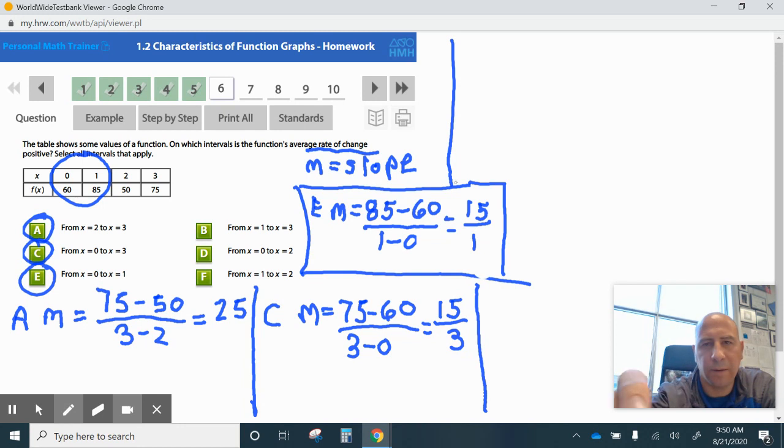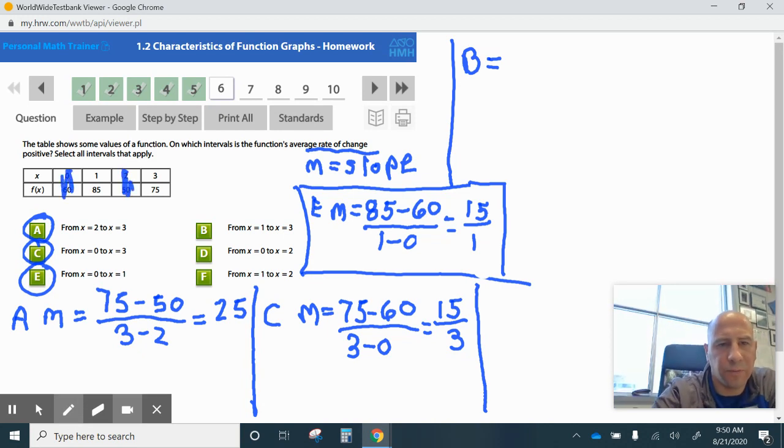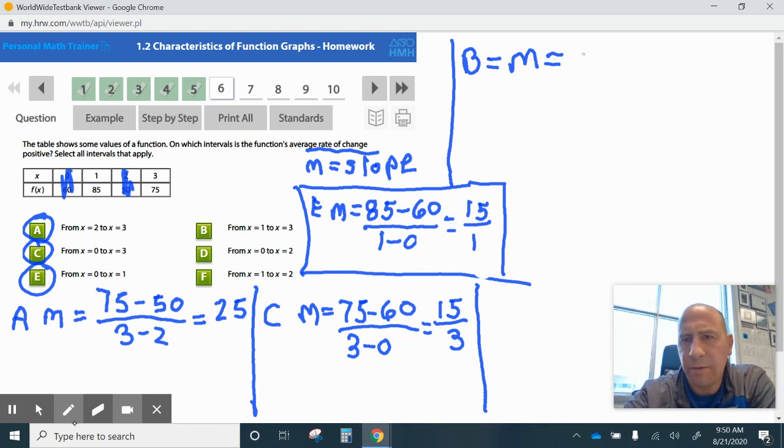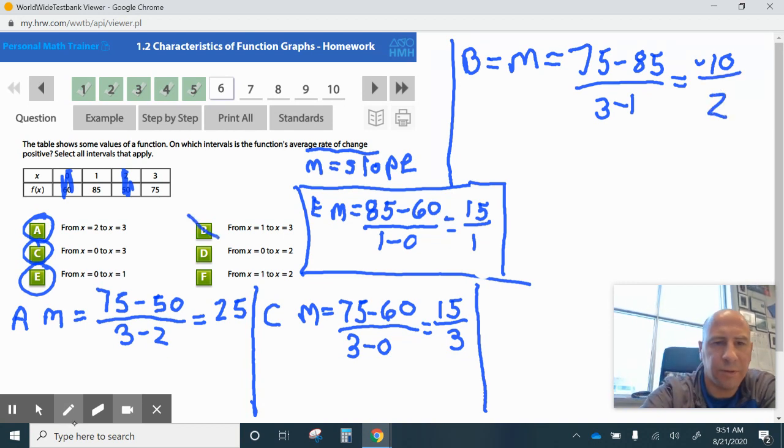All right, now let's take a look at B. Okay, B says between 1 and 3. So I'm going to mark out here and here so I can look at just 1 and 3. So then that's m equals 75 minus 85 divided by 3 minus 1, which is negative 10 divided by 2. We don't need to simplify. All we need to know is that it's negative, so it's not B.